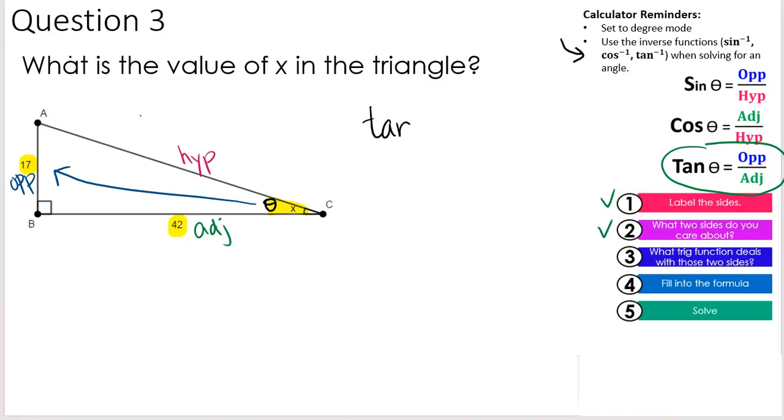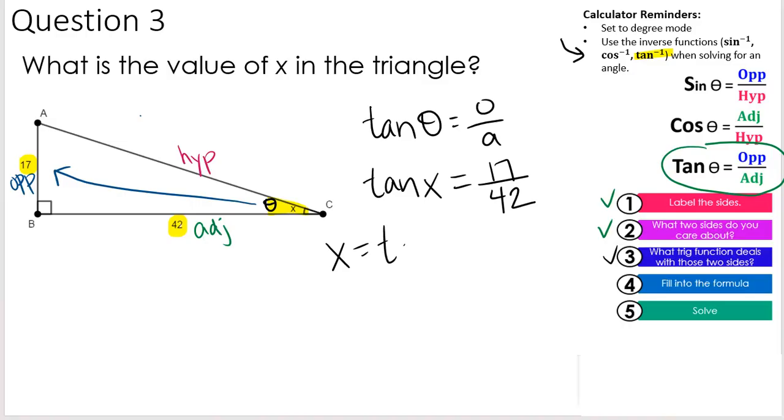So I have tangent of theta is equal to O over A. Now fill it in. So tangent of theta, now we don't know theta, okay? We're going to put an X here. Our opposite is 17 and our adjacent is 42. Now, like I said, when we're trying to find those angle measures, we use the inverse buttons, okay? So X is going to be equal to tangent inverse of 17 over 42.